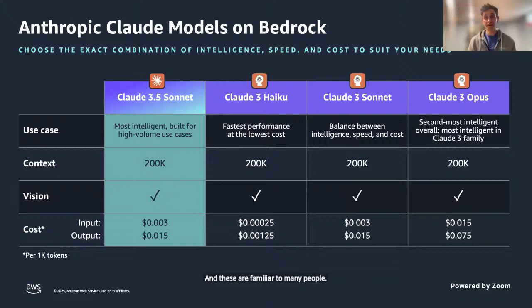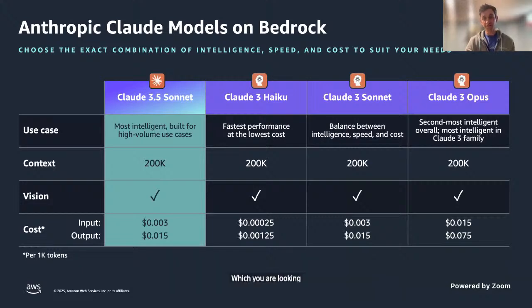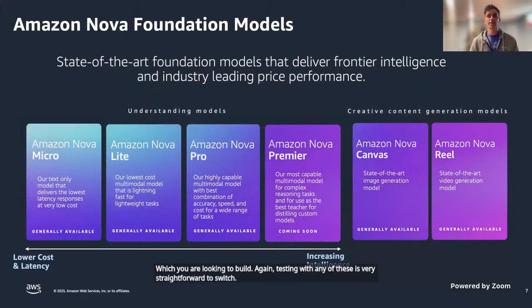Claude 3.5 Sonnet really raises the bar on industry intelligence and in benchmarks for graduate level reasoning. And you got Claude 3 Opus, which is the most intelligent model, and 3 Sonnet and 3 Haiku, with 3 Haiku being the fastest and most cost-effective. And that's really good for high volume use cases. So it's really dependent on the type of application which you are looking to build. Again, testing with any of these is very straightforward to switch between them.